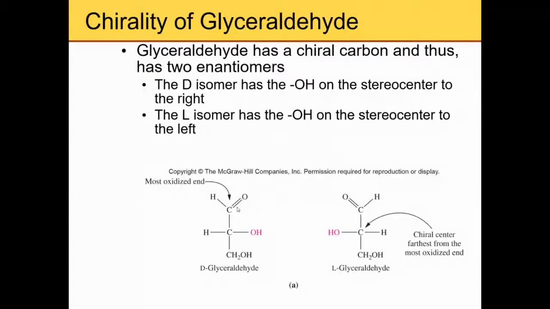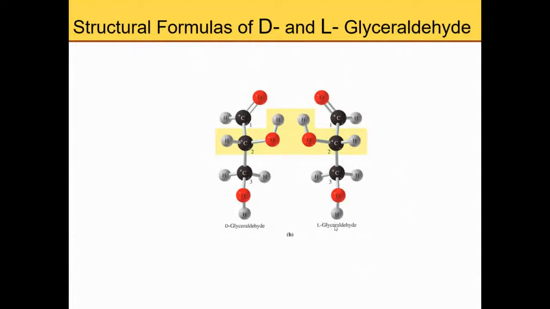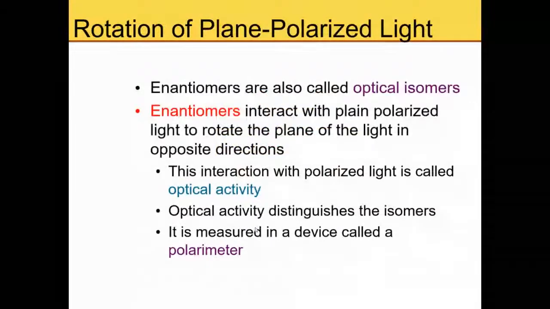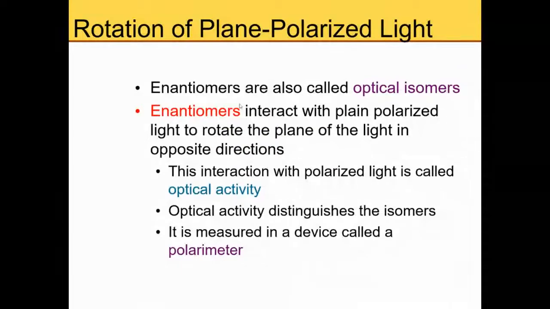So put the most oxidized carbon on the top, then find the furthest chiral center, and look at the location of the hydroxyl group. If it's on the right, it's a D. On the left, it's L. That's the stereocenter. And enantiomers are also called optical isomers.